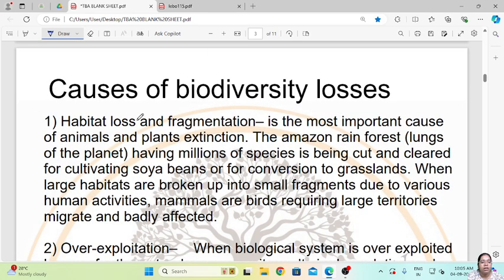First one is human habitat loss and fragmentation. It is the most important cause of animal and plant extinction. The Amazon rainforest, lungs of the planet, having billions of species, is being cut and cleared for cultivating soybean, or for conversion to grasslands. When large habitats are broken into small fragments due to various human activities, mammals and birds requiring large territories migrate and are badly affected. So, habitat loss and fragmentation is a very important cause of biodiversity loss.